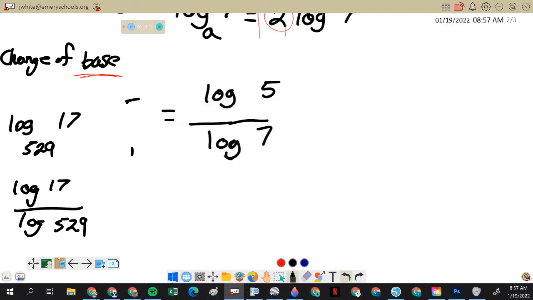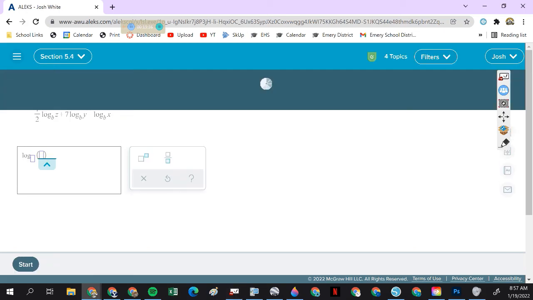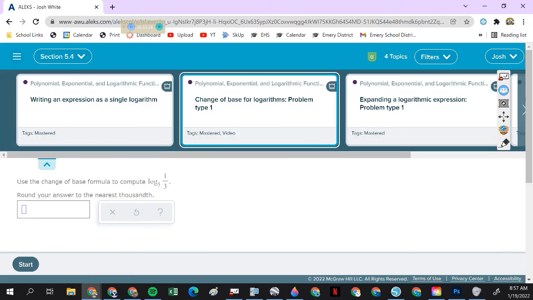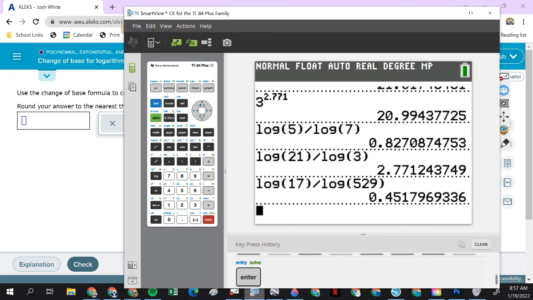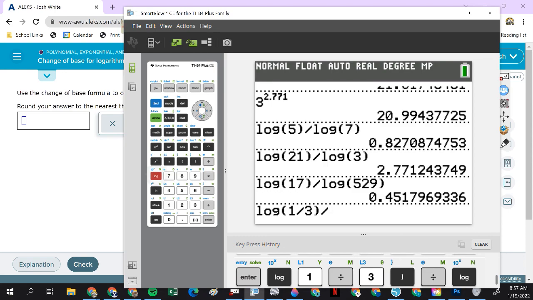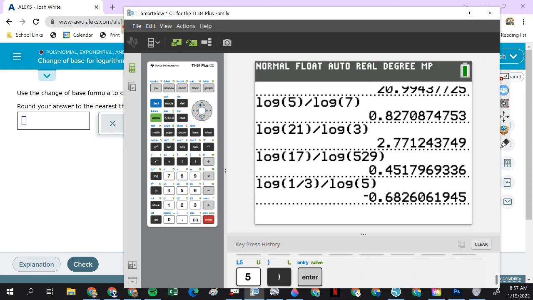So the last problem in ALEKS simply says, use the change of base formula to compute log base 5 of 1/3. So we do the log of 1/3, make sure you close the parentheses, divided by the log of 5. And the answer is negative 0.68.